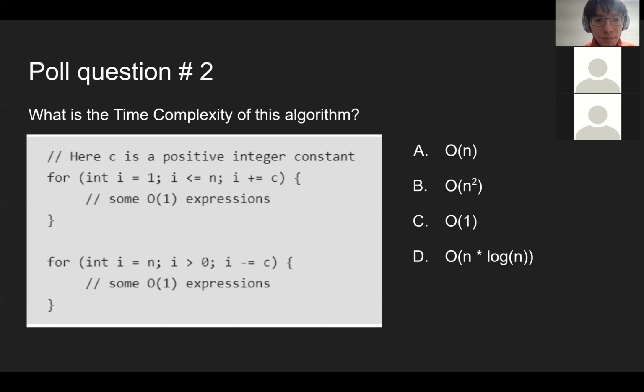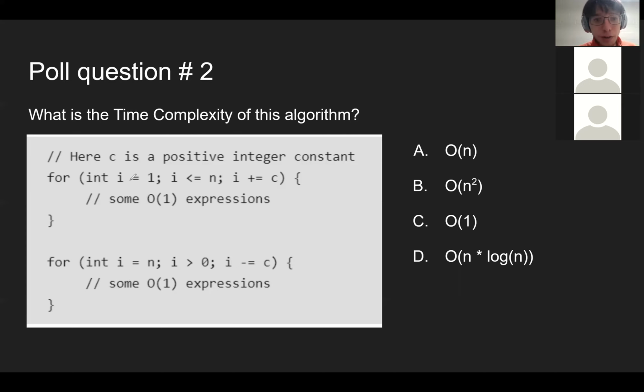So would this be order n because they're like parallel blocks of code? And even though you're skipping through the loop by a factor of c, that's just going to be a constant. That's exactly right. Yeah, perfect. Cool. That's great.